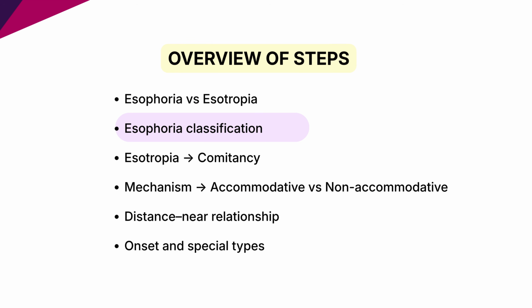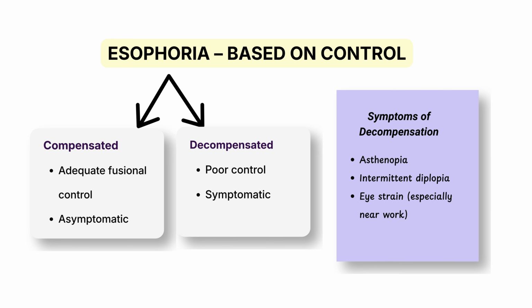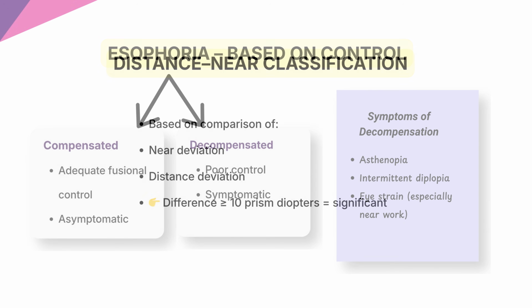Esophoria can be classified based on the ability of the patient to maintain fusion. We have a compensated esophoria and a decompensated esophoria. In compensated esophoria, the fusional vergence is sufficient to control the deviation, and such a patient is typically asymptomatic. When the fusional control is inadequate and the deviation becomes symptomatic, giving symptoms like asthenopia, intermittent diplopia, and eye strain, especially during near work, then that is known as a decompensated esophoria.